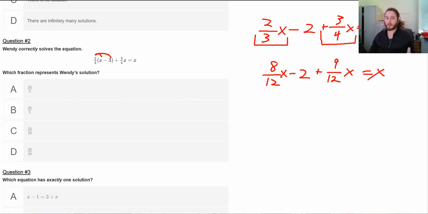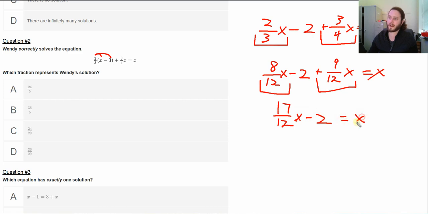So like I said, you had to pause the video, and now that you've unpaused it, we're going through and solving it. So first of all, when you distribute that, you get 2/3 x and -2. Then I went ahead and found the least common denominator between 3 and 4, which was 12. Now I go ahead and add those two fractions together. So that is 9/12 plus 8/12 of x, and that is going to give me 17/12 of x minus 2 equals x.